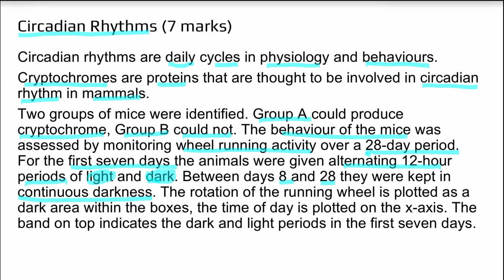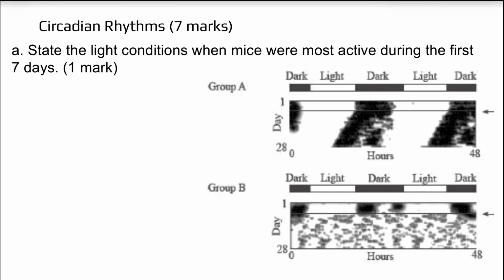The rotation of the wheel is plotted and the time of days is plotted on the x-axis. The band on top indicates the dark and light period in the first 7 days. So just remember, for the first 7 days they were given periods of light and dark, and then continuous darkness. So this is the graph, right? 1 to 7 days, this is light and dark both. And then after that, from 8 to 28 is continuous darkness.